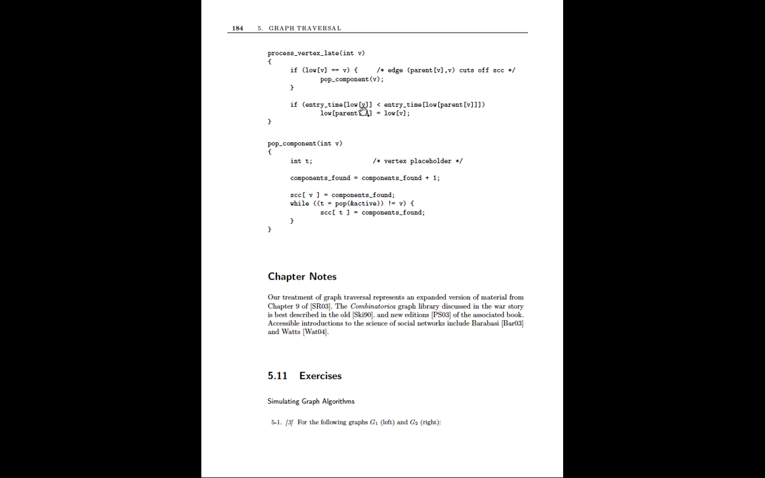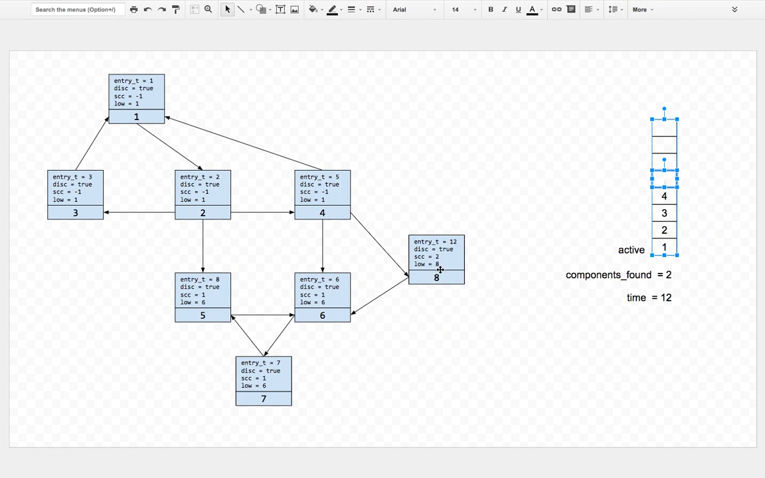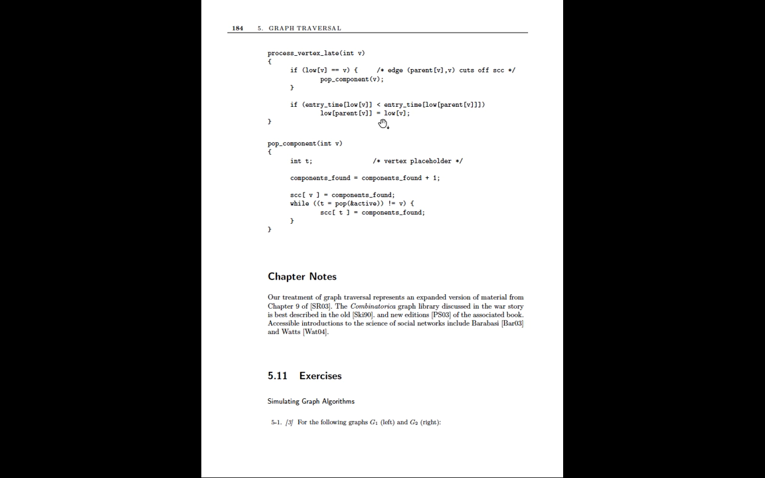If the entry time for low of v is less than the entry time for low of the parent of v, that is, if this vertex's entry time, which is 12, is less than this vertex's entry time, which is 1, then we're going to do some things, but it's not, so we don't do anything here, and we finish process vertex late for vertex number 8.